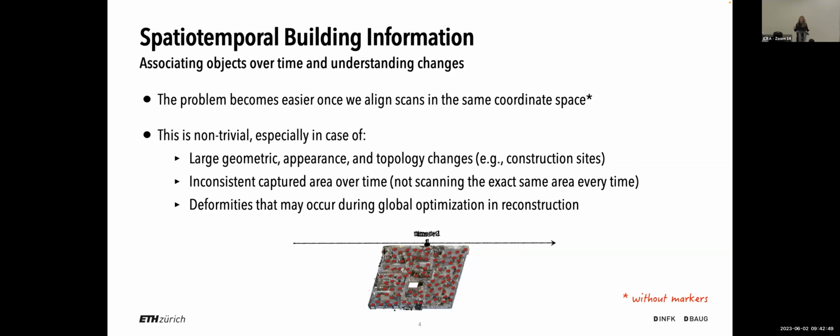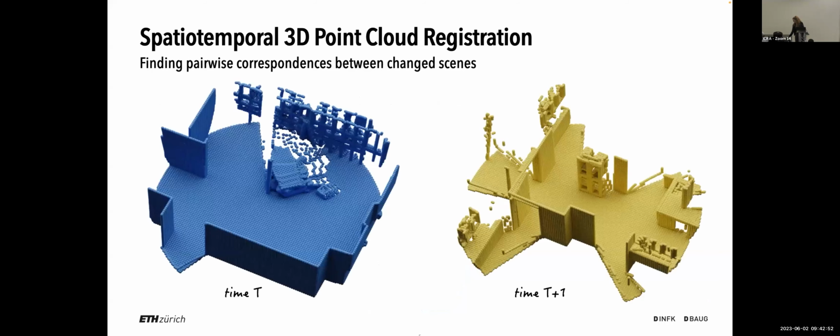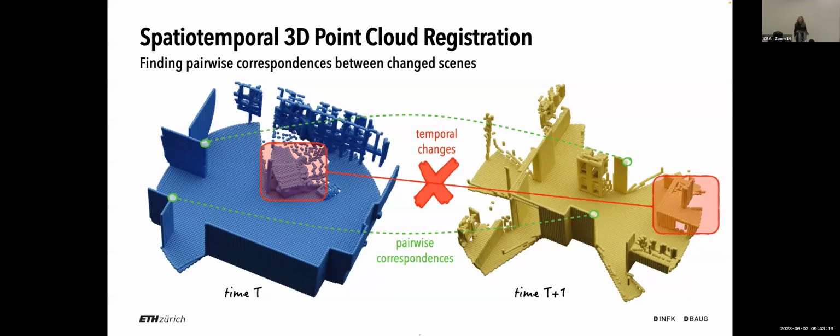So the very first step in being able to make this spatiotemporal analysis is, as I said, to align everything in the same coordinate system, known also in computer vision as the spatiotemporal 3D point cloud registration task, where essentially, given 2 point clouds, the blue and the yellow, let's call them fragments because these are individual laser scan locations essentially, you want to be able to identify pairwise correspondences from the static parts of the scene while ignoring temporal changes.